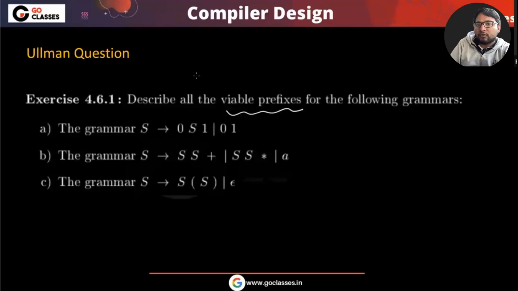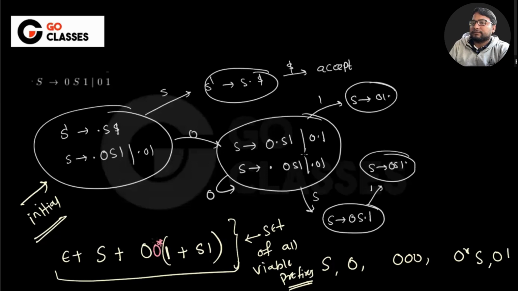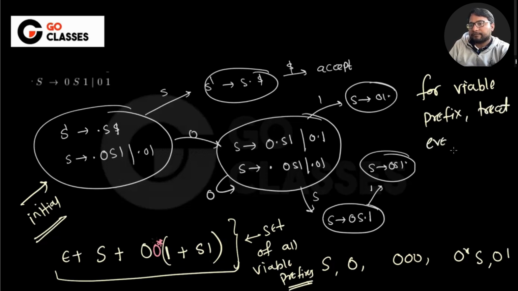Now this is a question for you all. We have solved this. You can try these two. What you need to do is draw the DFA and treat every state as a final state. For viable prefixes, treat every state as a final state, right? And this is the initial state.